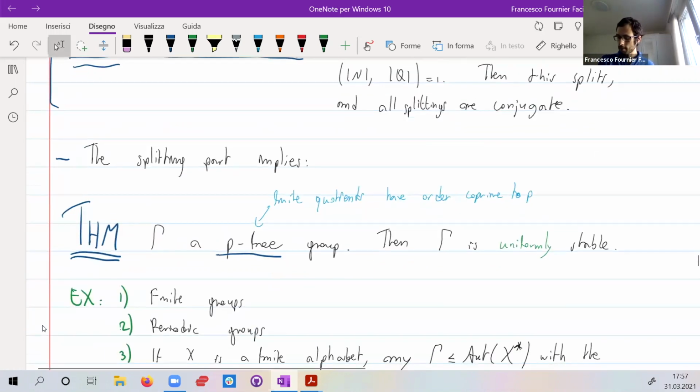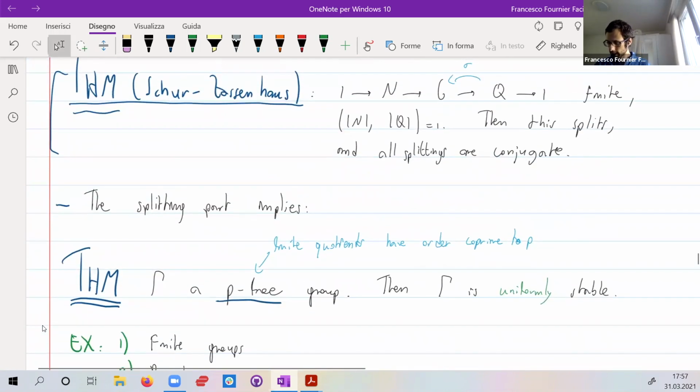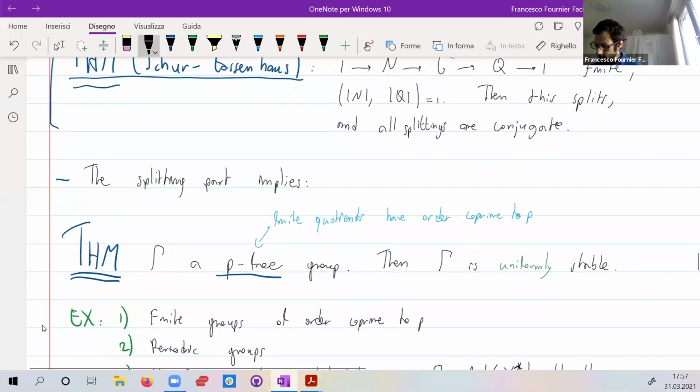So what are some examples? Well, definitely finite groups of order coprime to p. These are definitely P-free. More generally, periodic groups without p-torsion: if I have a periodic group without elements of order p, then there are no elements of order p in the quotients either.